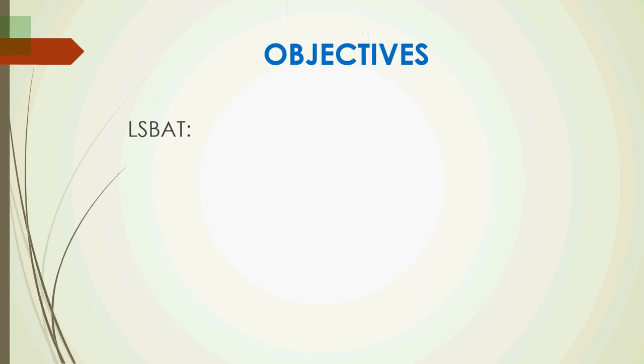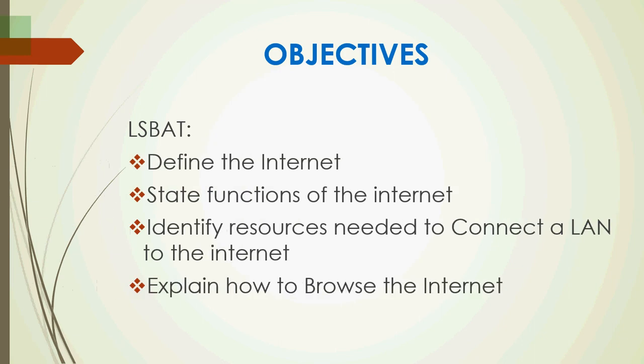By the end of this lesson, learners should be able to: 1. Define the internet. 2. State the functions of the internet. 3. Identify resources needed to connect a LAN to the internet. And lastly, explain how to browse the internet.